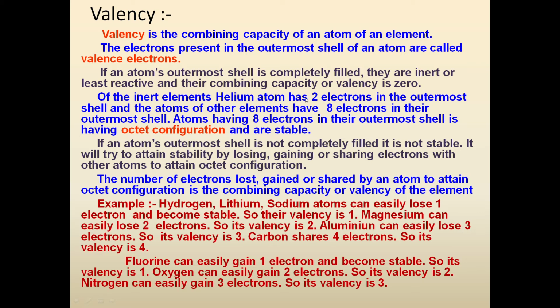It has two electrons in the outermost shell, therefore it is stable. Whereas the other inert elements like neon and argon have eight electrons in their outermost shells. And here we have octet configuration also, a new term. So what is this octet configuration? The atoms having 8 electrons in their outermost shell are said to have octet configuration and these atoms are stable. But what happens if there is no octet configuration?